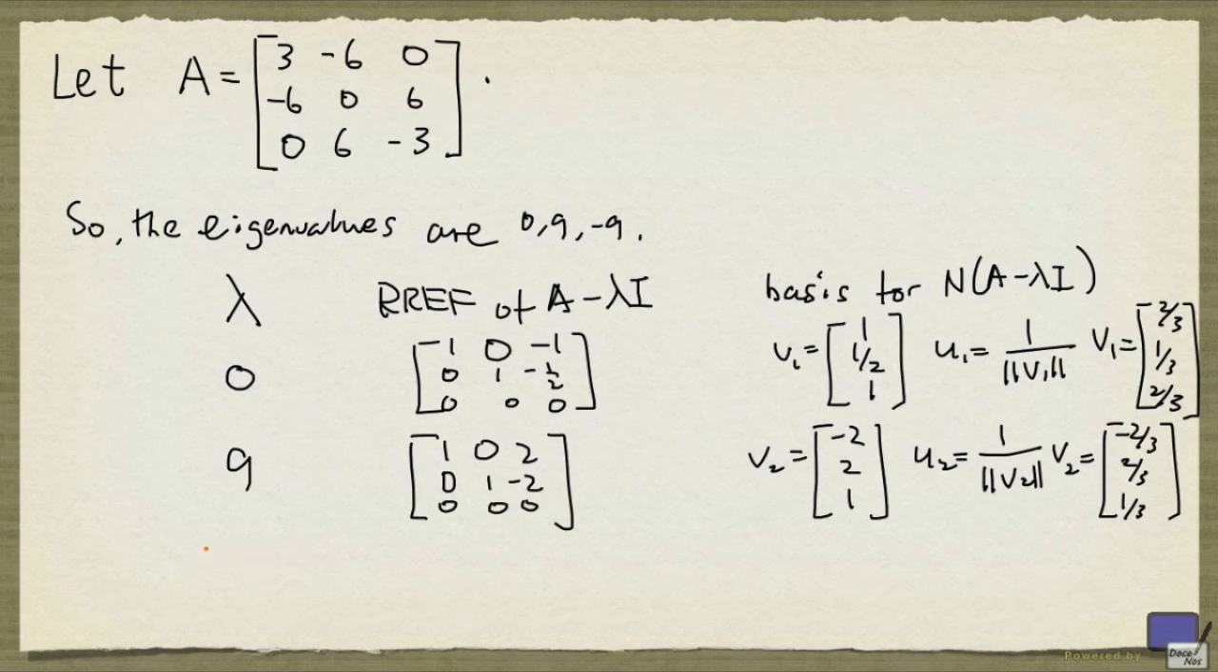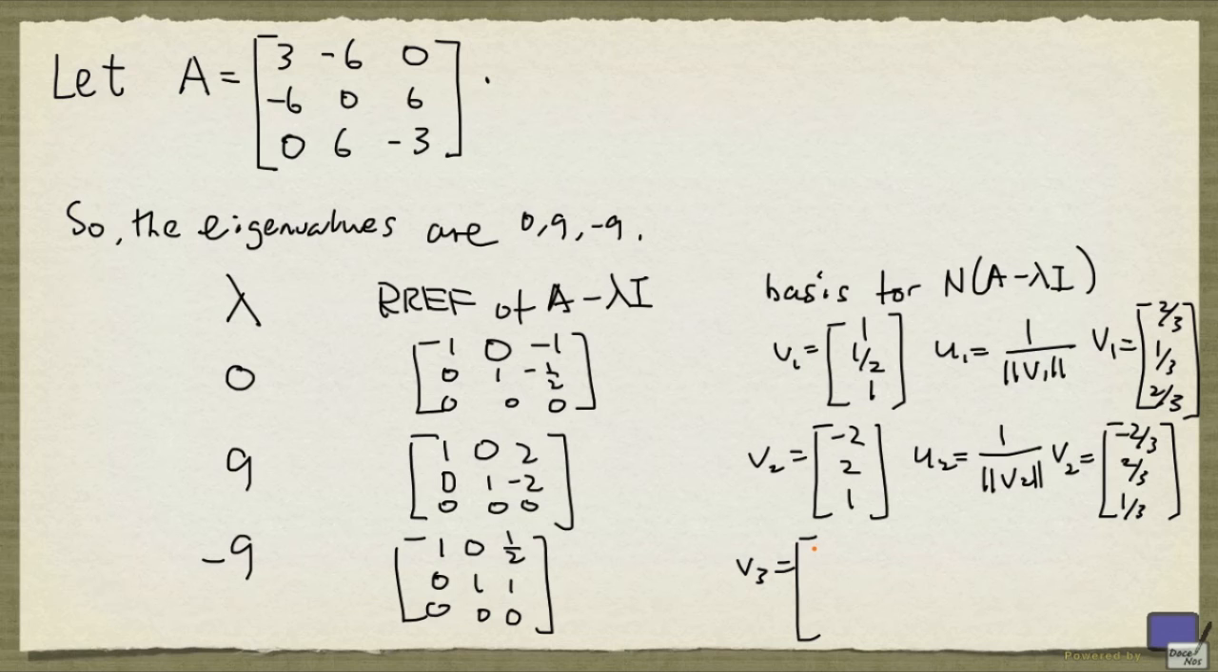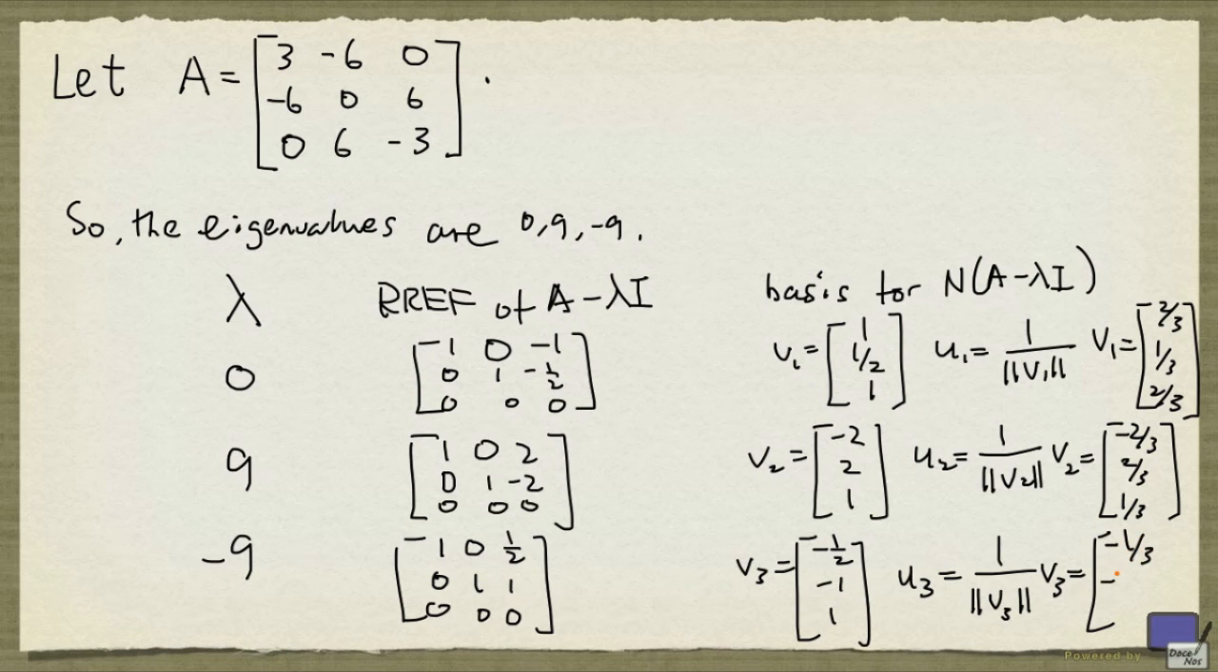And finally, for lambda equals minus 9, the reduced row echelon form of A minus lambda I is this. And a non-zero vector in the null space is given by minus 1/2, minus 1, 1. And we will take U3 to be 1 over the norm of V3 times V3. And if you work this out, you'll get minus 1/3, minus 2/3, and 2/3.